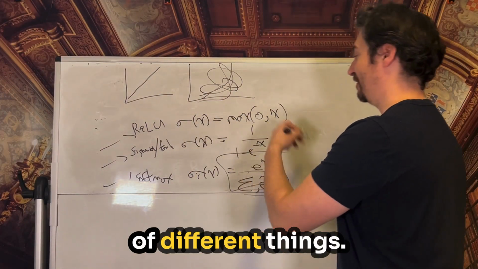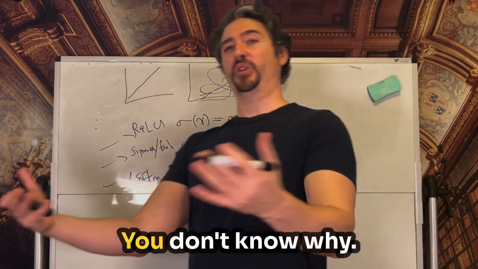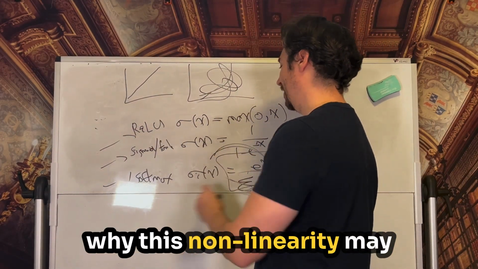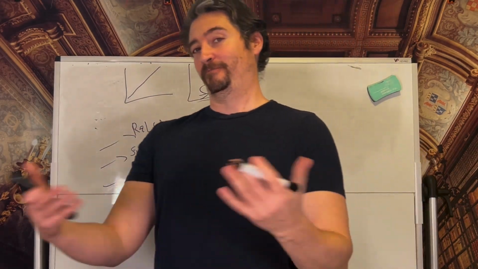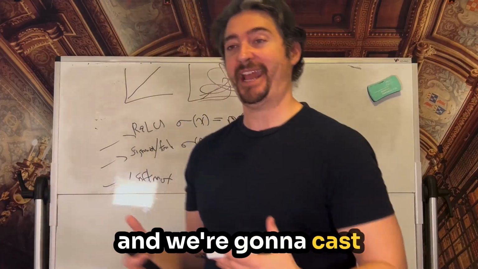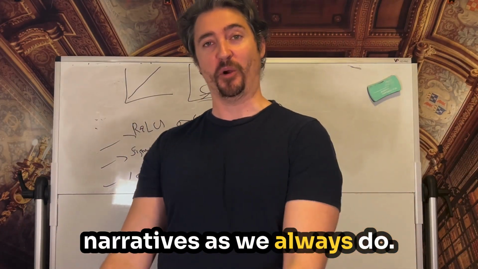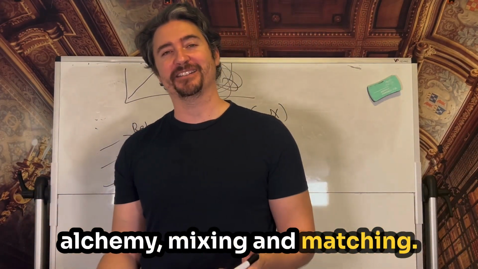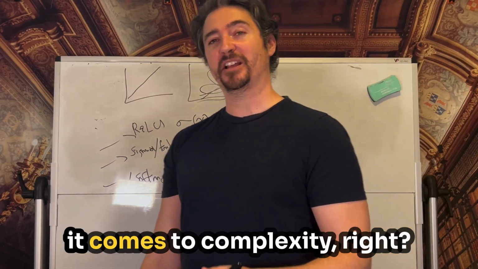You could try a bunch of different things. It makes the network go better. You don't know why. You can come up with theories and explanations of why this nonlinearity may have led to improvements. Those are still just explanations, and we're going to cast those into linear-sounding narratives, as we always do, but there's a lot of trial and error, what you might call alchemy, mixing and matching. That's the name of the game when it comes to complexity, right?